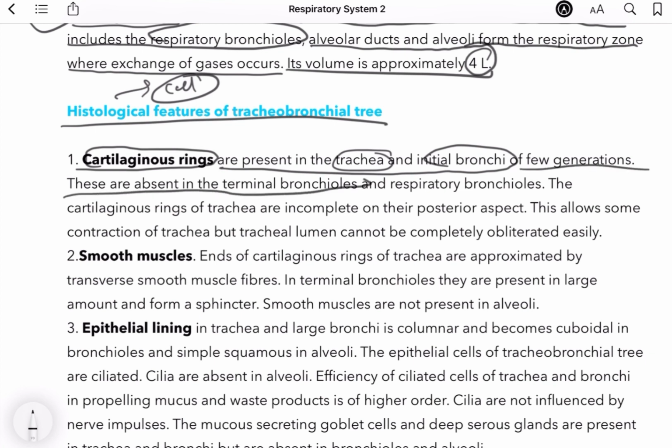These are absent in terminal bronchioles and respiratory bronchioles. So cartilaginous rings are absent where? Terminal bronchioles and respiratory bronchioles. It is important for competitive exams, viva, MCQs, everywhere.